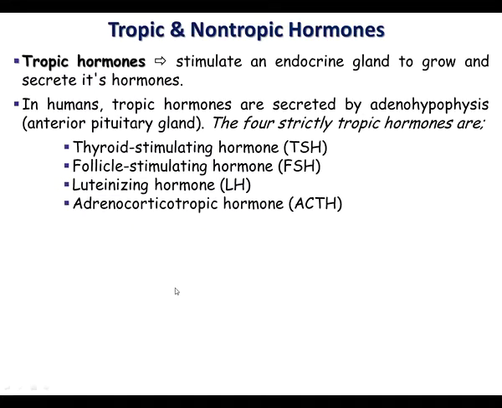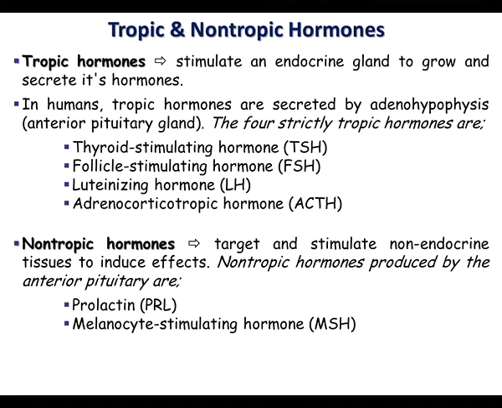So we need to differentiate now between two different nomenclatures of hormones: tropic hormones and non-tropic hormones. So what is a tropic hormone? A tropic hormone stimulates an endocrine gland to grow and secrete its hormone. In humans, the tropic hormones are secreted by the anterior pituitary gland, and there are four types, including TSH, FSH, LH, and ACTH, adrenocorticotropic hormone. All of these are secreted by the anterior pituitary gland, and they are the tropic hormones.